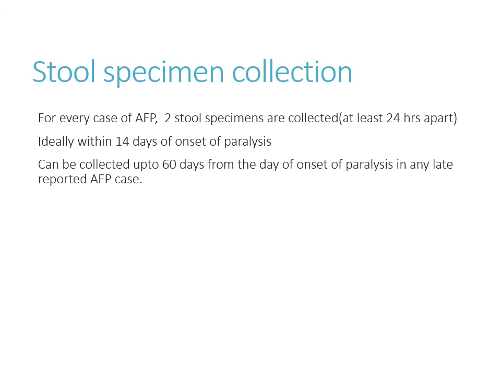For stool specimen collection for every case, how many stool specimens are needed? Two stool specimens are collected at least 24 hours apart and ideally within 14 days of onset of paralysis. That is the rule for surveillance: any suspected case of acute flaccid paralysis suspected of poliomyelitis, two stool specimens 24 hours apart, taken within 14 days of the onset of paralysis. And if late reporting is there, then it can be collected up to 60 days.